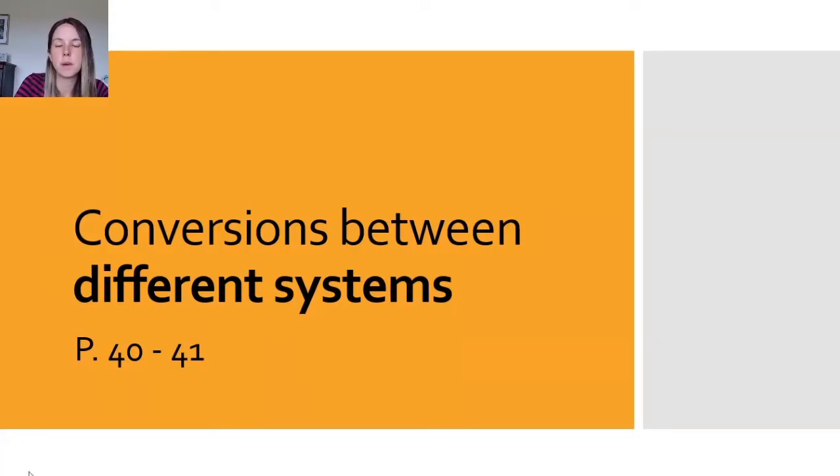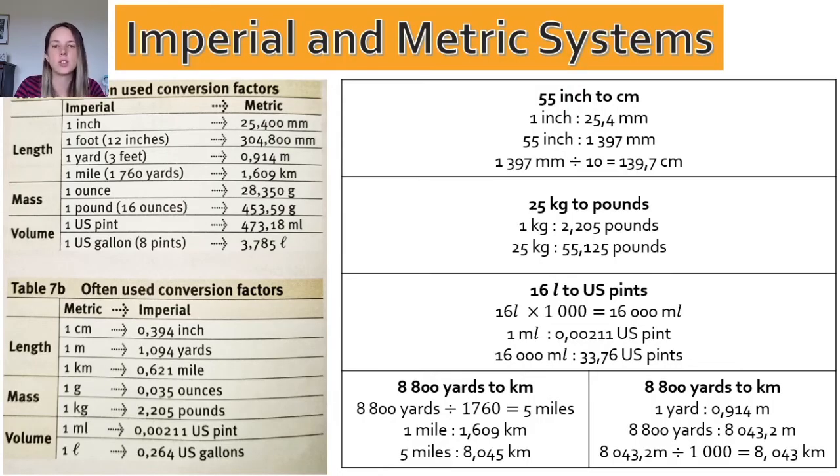Let's move on to conversions between different systems. This is on page 40 to 41. And we're looking at imperial versus metric. Most of the world uses metric systems, but there are some countries that still use imperial systems, mostly like the United States of America, where we in South Africa use the metric system. This table, table 7a and table 7b, is in your textbook. I've just copied it onto the presentation, but you can find it there.